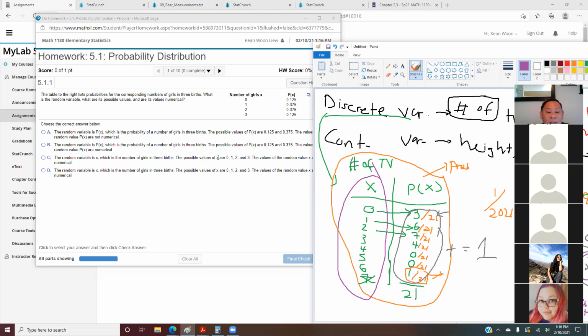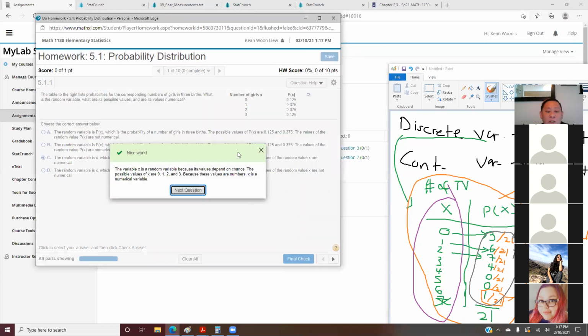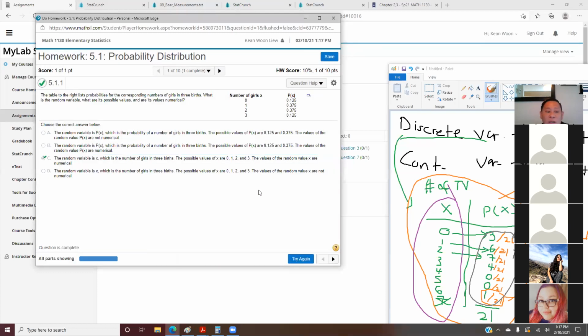The values are 0, 1, 2, 3 because you can have up to 3 girls. Are the values of the random variable numerical? Yes, numerical means numbers. So yes, the values are numerical: 0, 1, 2, 3. So it's a pretty straightforward type of question. Make sure you know the random variable is always X, in this case the number of girls, and the values go from 0 to 3, and the values are numerical.